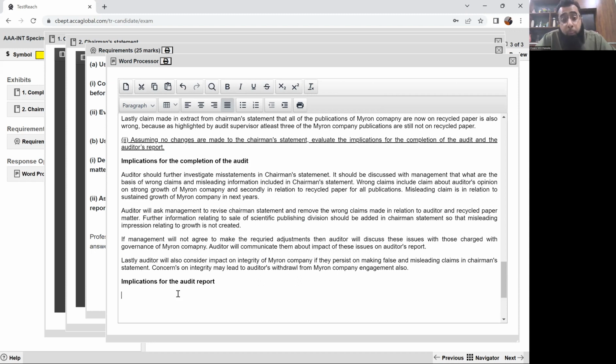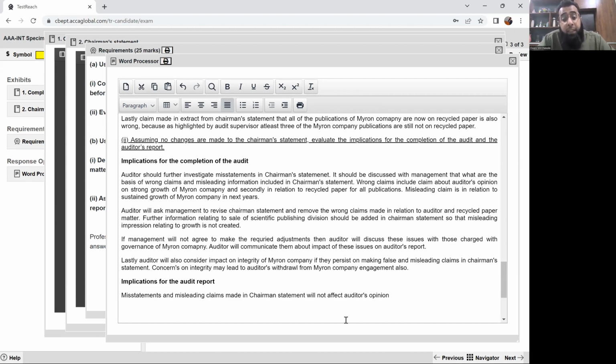As far as auditor's report is concerned, misstatements and misleading claims made in chairman's statement will not affect auditor's opinion, because we have already discussed that it's a misstatement in other information. However, auditor will refer this issue in other information paragraph of auditor's report so that the users don't get confused.